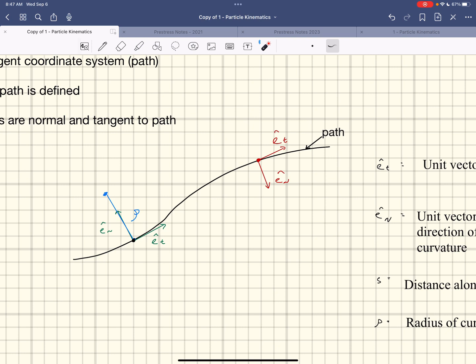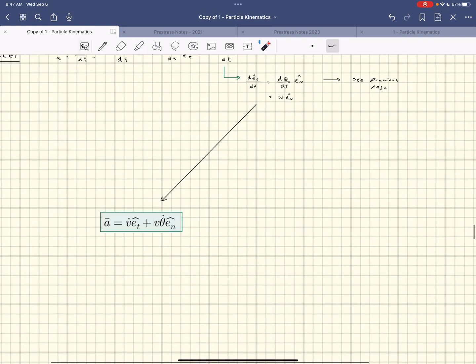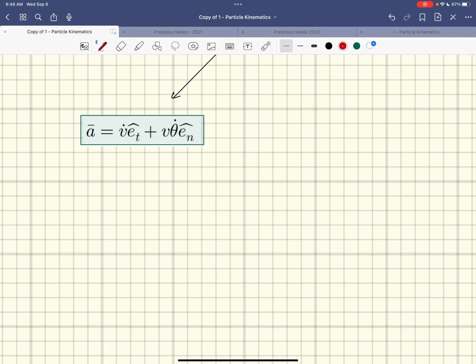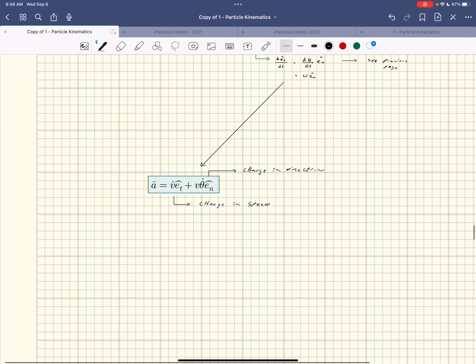One of them is the change in speed. The other one is the change of direction. It makes sense that comes out of it. You've seen that before, just not in this form. So let's just make note of that. This is what we usually call change in speed. And this is change in direction.